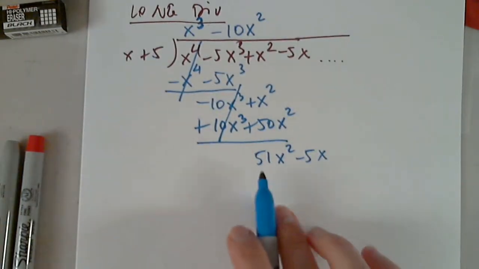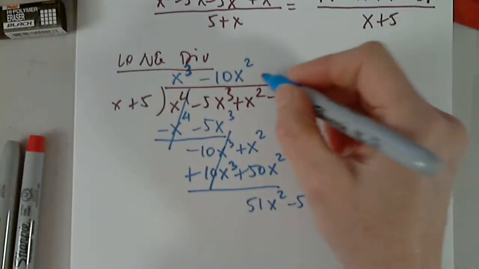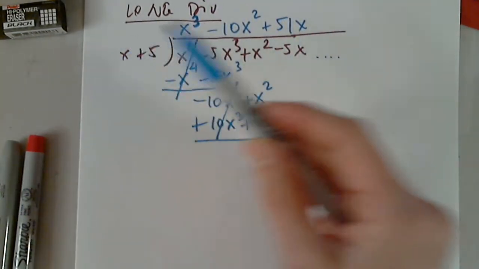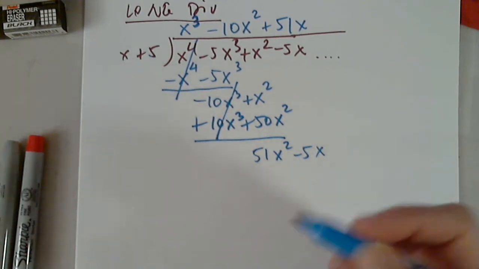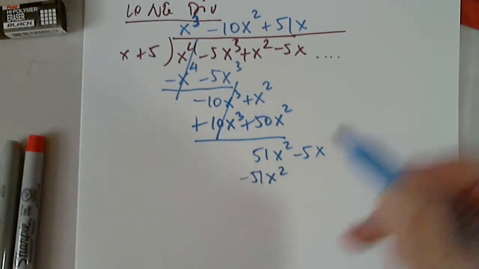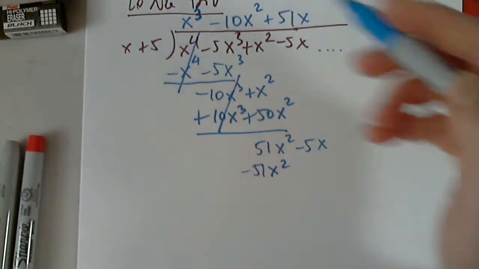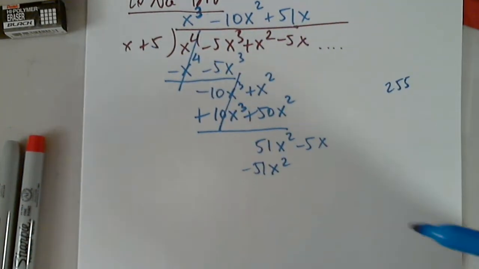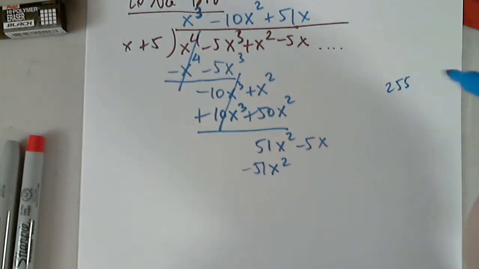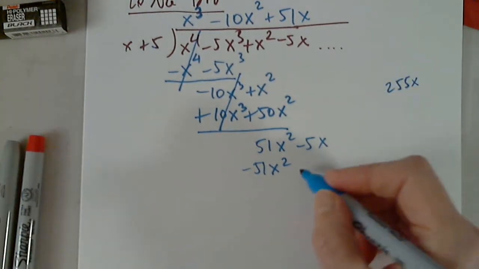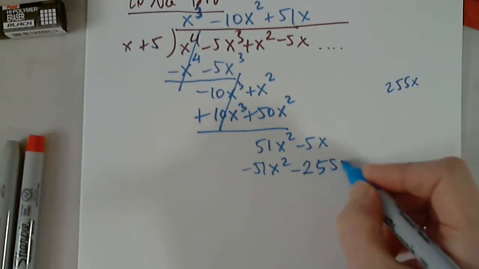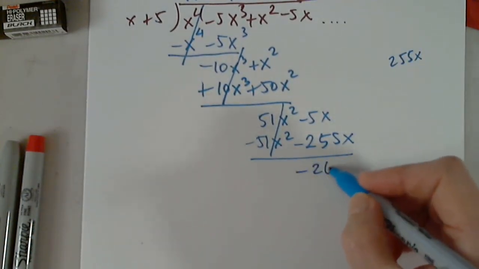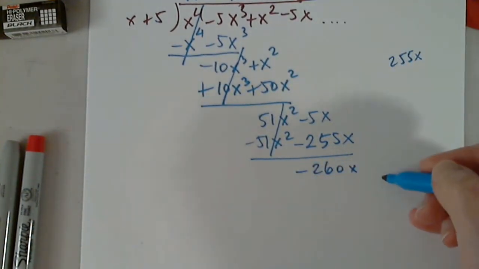X times what is positive 51x squared is positive 51x. 51x times x is 51x squared. Change the sign. 51x times 5 is 255. 5 times 1, 5 times 5. 255, but it's positive, x. Positive, negative now. Perform the operations I see. Negative 260x. Nothing else to bring down.